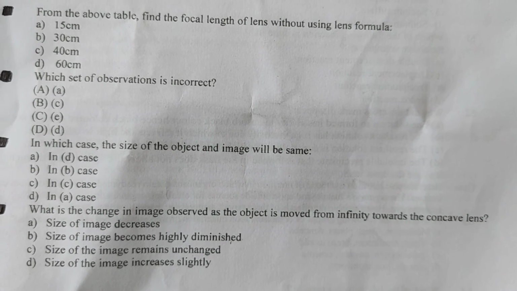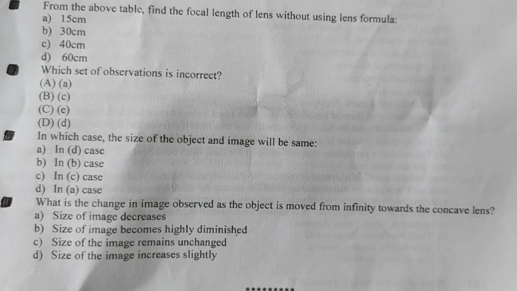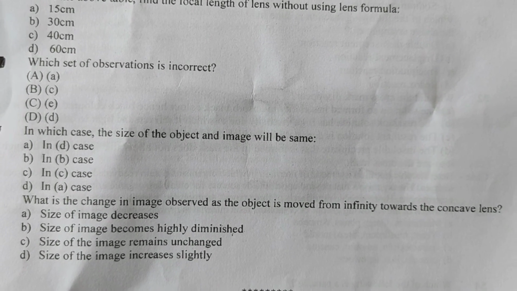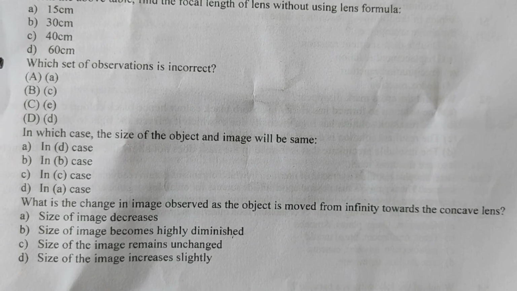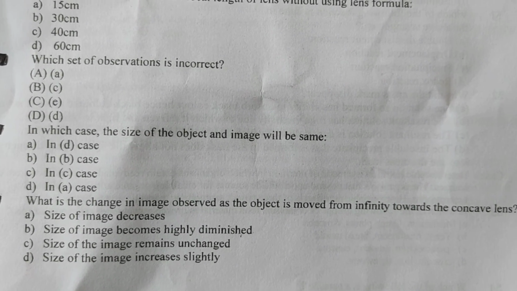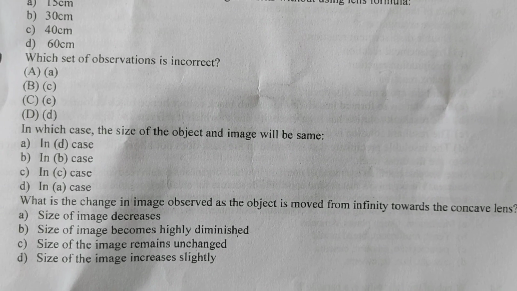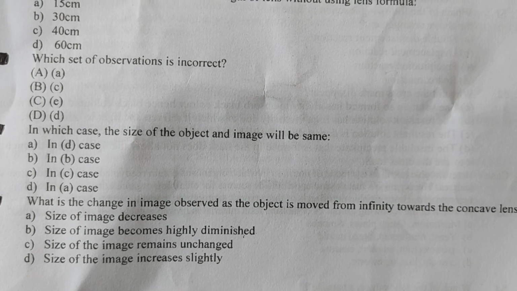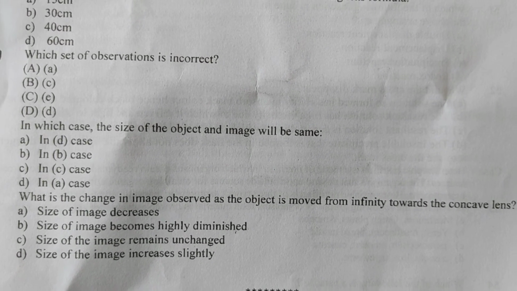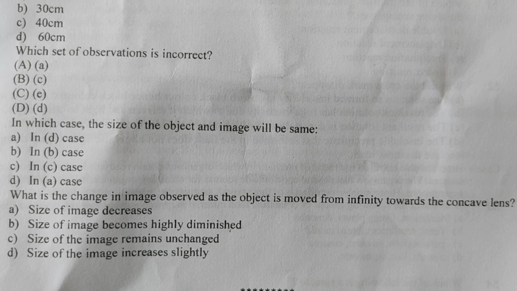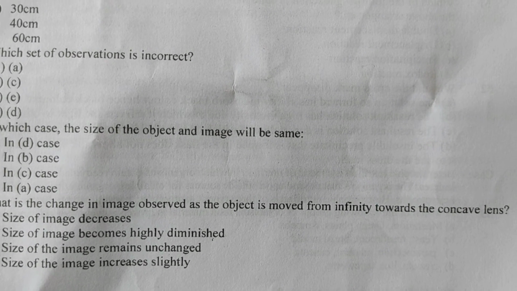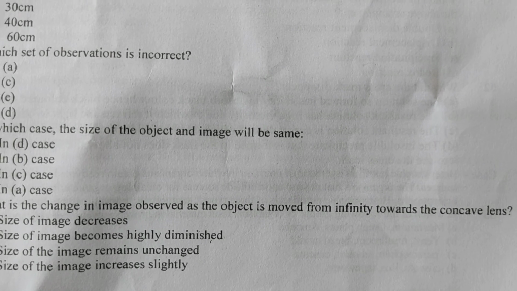Now the last question is: what is the change in the image observed as the object is moved from infinity towards the concave lens? There are 4 options given. First is size of image decreases, second is size of image becomes highly diminished, third is size of image remains unchanged, fourth is size of the image increases slightly. So when the object is at infinity, we know that in front of a convex lens, a highly diminished image is formed at focus, which is virtual and erect.